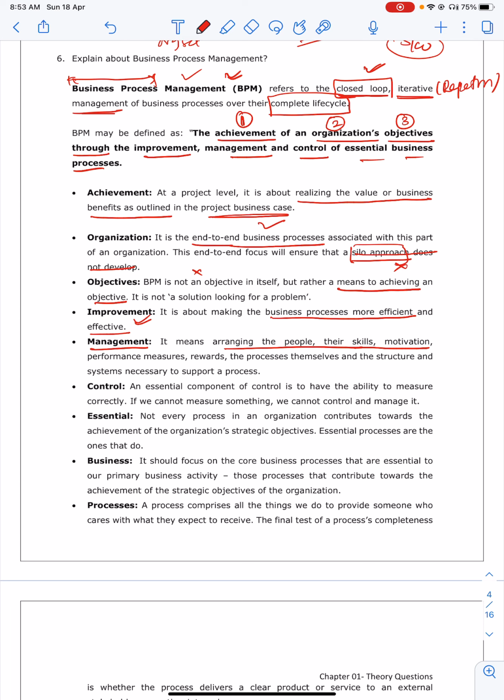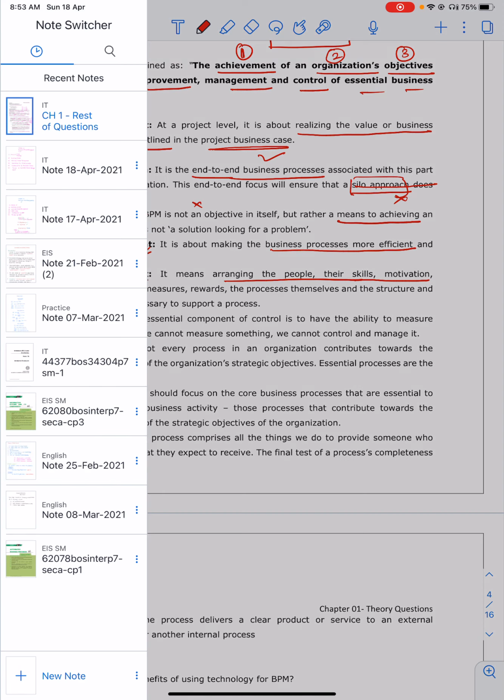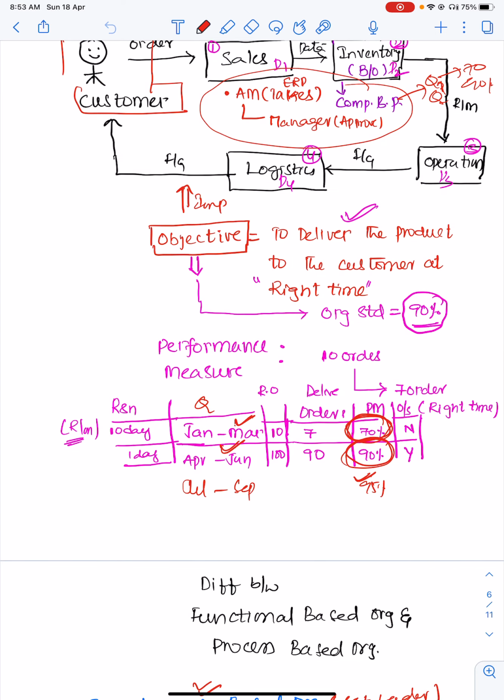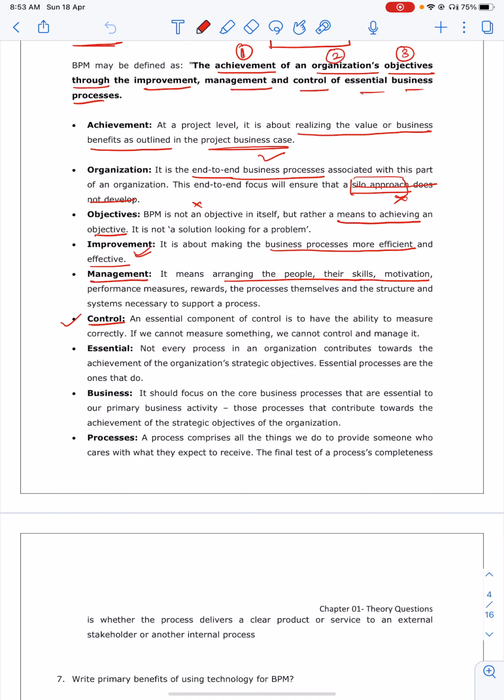Next is control. We can control when we can measure something. If you can measure something, we can control. I told you the same example, a very classic example. What we did here was a measurement: out of 10 orders, 7 orders we could deliver. Out of 100 orders, we could deliver 90. So that we can measure, and when we can measure, we can control it. If we achieved 70% and the organization standard is 90, we found the reason and rectified it. Next, we achieved 90%. So if you can measure it, then only you can control it. That's a very important aspect.